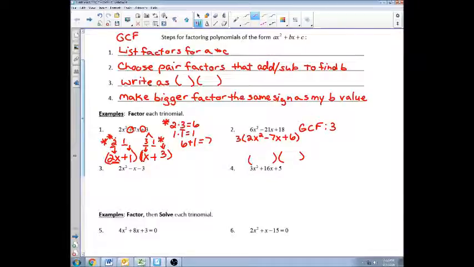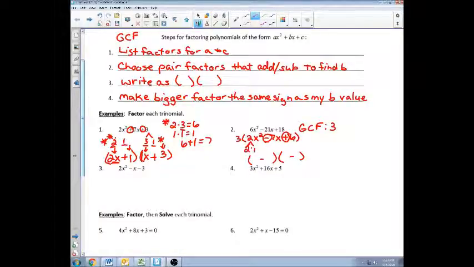From our previous lessons, if my back sign is positive, then both the signs in my parentheses will be the front sign. So in this case, both these signs need to be negative. That means whenever I find what I need to multiply together, it's always going to come out negative. So now let's start with step 1, which is to list my factors.